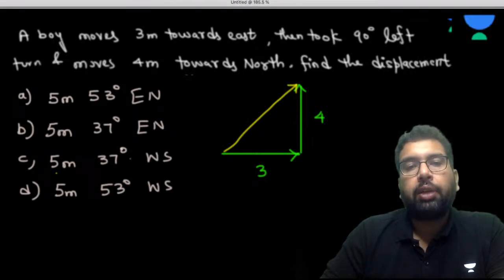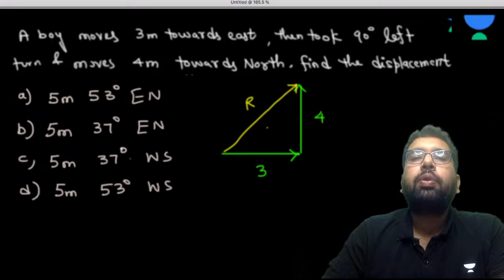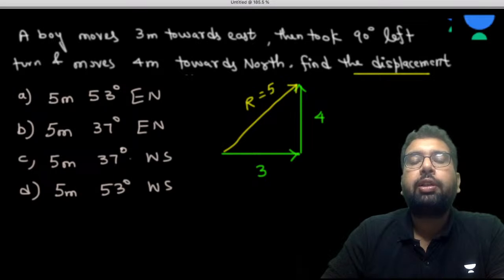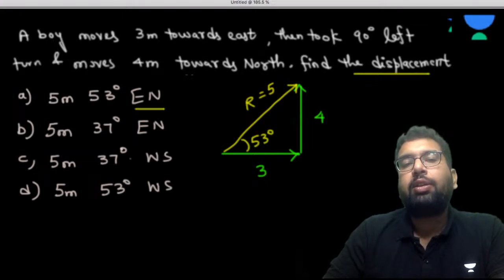Now what is going to happen? The third side of the triangle is going to give you the resultant. So what is going to be the displacement? This resultant is the displacement, so this is obviously going to be 5. Now what is the direction? This is going to be 53 degree. It says east of north.